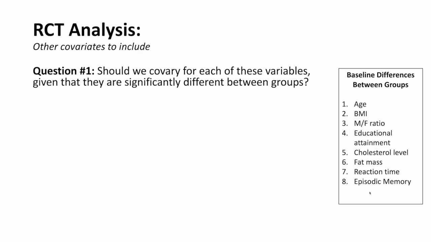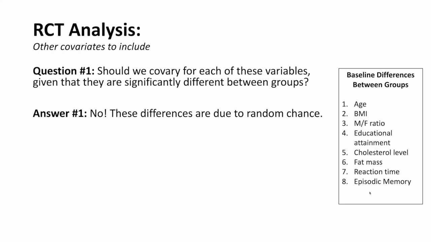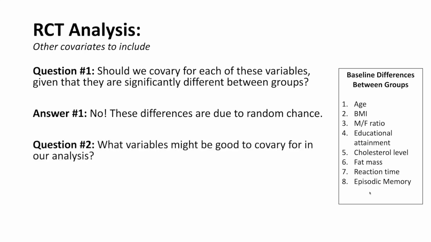And we inaccurately decided to test for differences between groups? The answer is no. We should never, ever, ever covary for variables based on baseline differences between groups. And this is why it's so important not to test for baseline differences, because it may be something that we don't necessarily need to covary for, because this is due, again, to random chance.